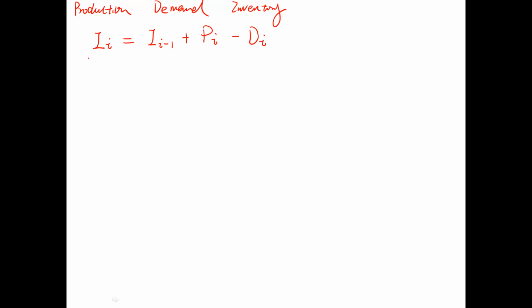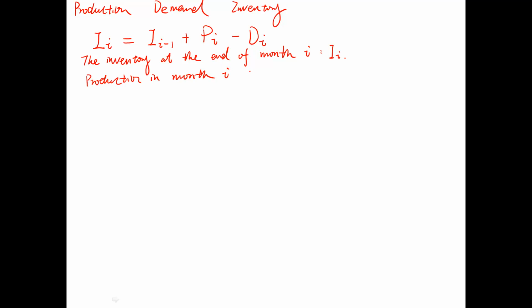Okay, so that's the inventory at the end of month i, I_i. Okay, and production. Sorry, I defined it the other way. I should put I_i is this. So production in month i is defined as P_i, and demand in month i is D_i here. Good. So that's the relationship here.